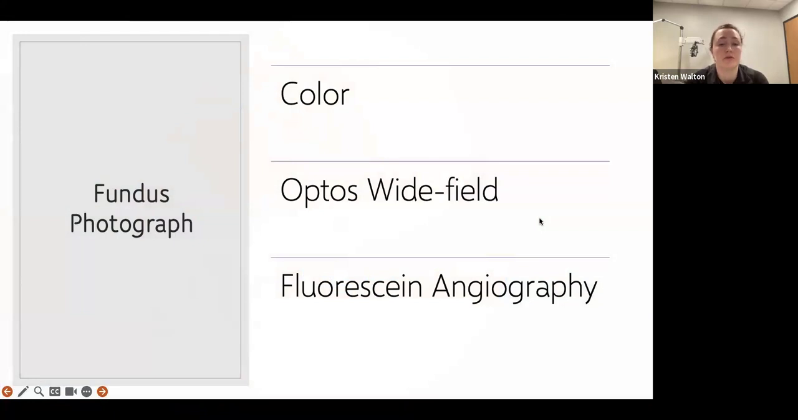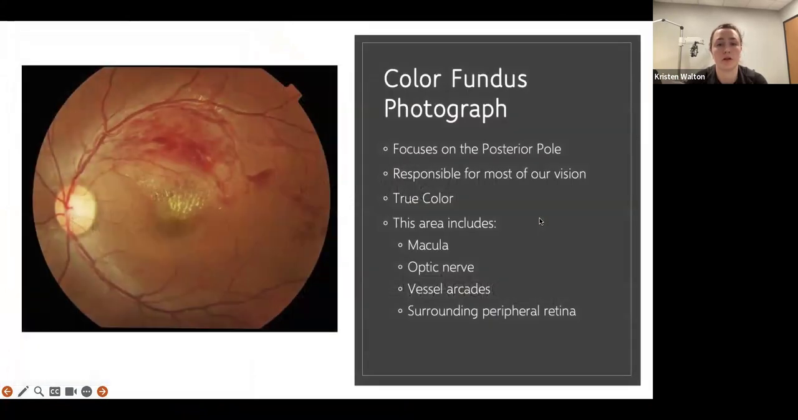Then we get into fundus photography, where we have color fundus photography, we have Optos wide field, and then we have fluorescein angiography. So color fundus photography focuses mainly on the posterior pole. So we're getting the optic nerve, we're getting the superior and inferior arcades, which are these main blood vessels that arc along that posterior pole. And then we have our macula here.